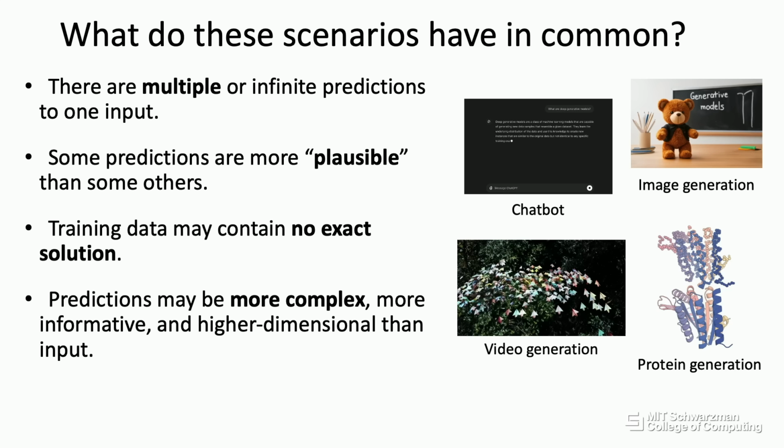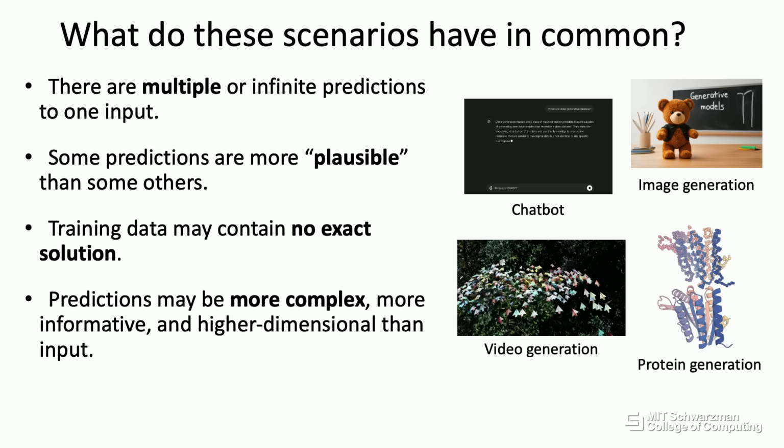Now let's look at the applications or scenarios we have just introduced. What do these scenarios have in common? For example, in image generation, video generation and text generation, there are multiple predictions, or conceptually infinite predictions, for just one input. Let's say you want the computer to generate an image of a cat. You tell the computer, I want a cat, and conceptually there is an infinite number of possible cats.